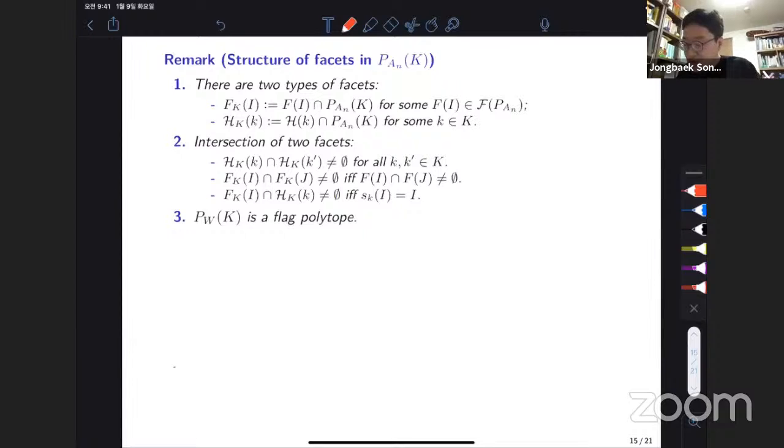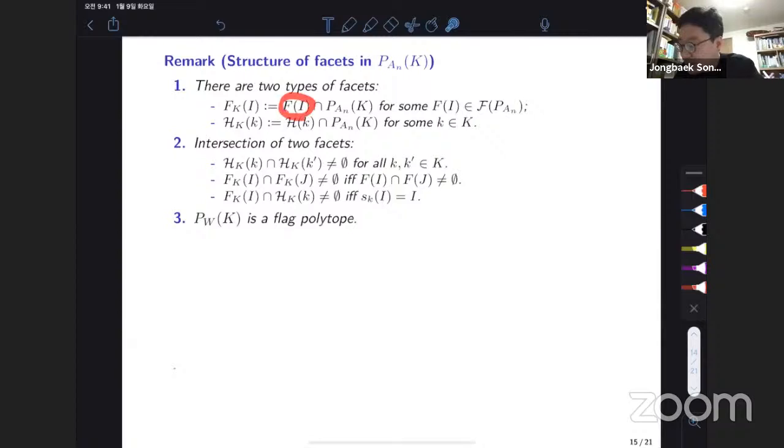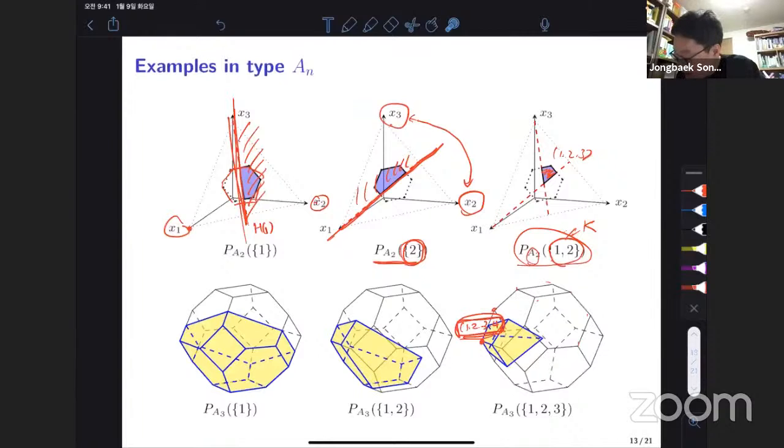By these polytopes, I'm looking at the toric variety corresponding to each polytope, and I'm also going to look at the cohomology of these toric varieties. In order to see this, I have to understand the face structure of this. There are two types of facets: one is the facet coming from the original facets of the weight polytope, and the other is the facet coming from the hyperplane which I cut. So for example, in the type A case, this facet is the facet coming from this invariant subspace.